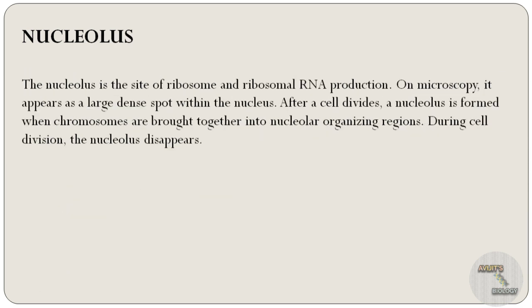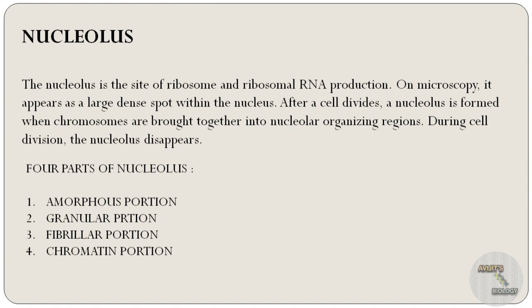Now next one is the nucleolus. The nucleolus is the site of ribosome and ribosomal RNA production. On microscopy, it appears as a large, dense spot within the nucleus. After a cell divides, a nucleolus is formed when chromosomes are brought together into nucleolar organizing regions. During cell division, the nucleolus disappears.